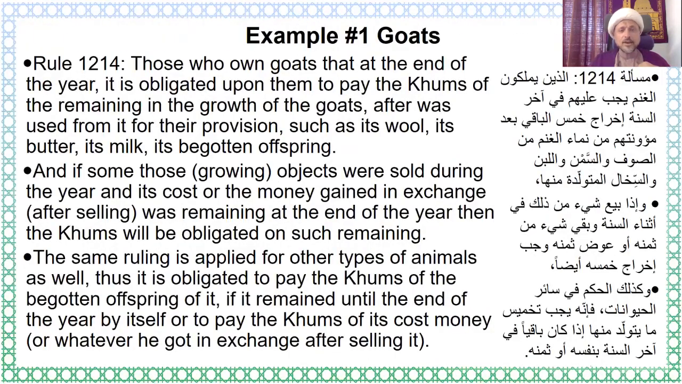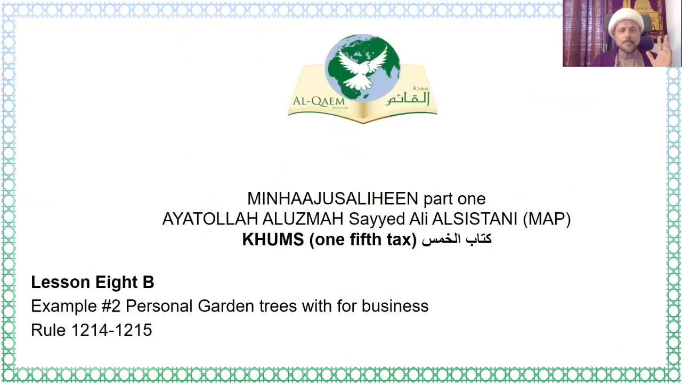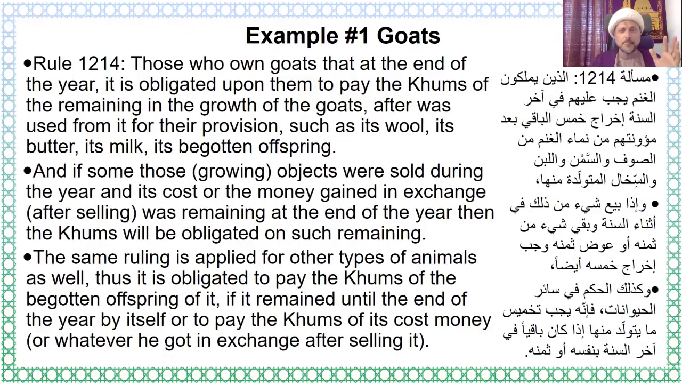So Sayyidi Sistani now gives us two examples. Example on palm trees, example of goats. Now you will say, what the heck do I have to do with palm trees? As I mentioned, you don't have palm trees, but there are people who have it. So the rules have to be set.